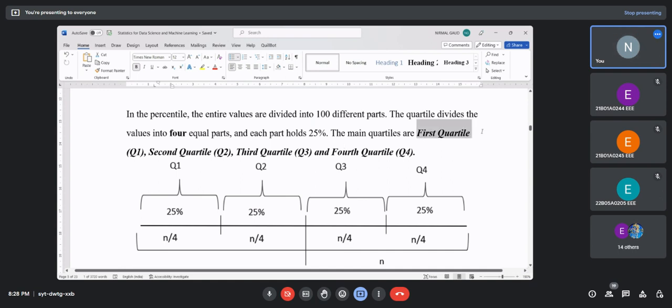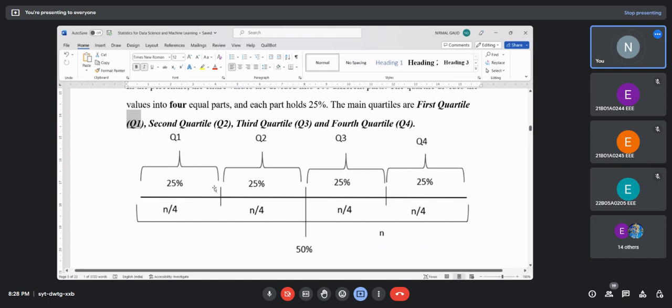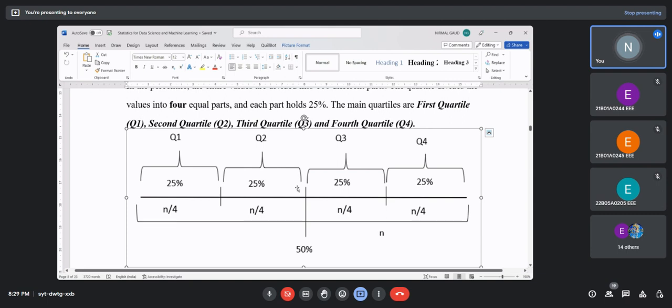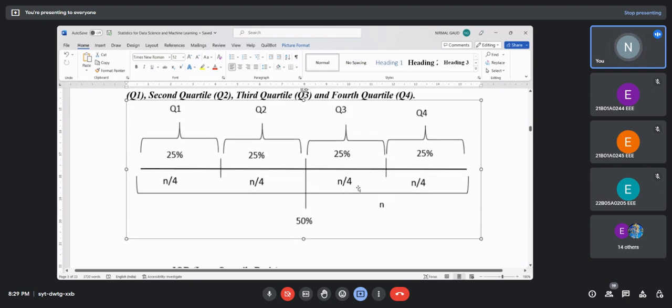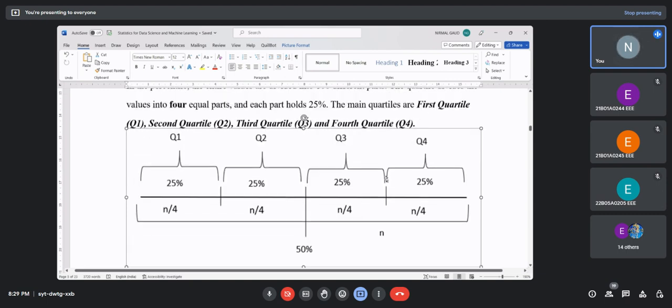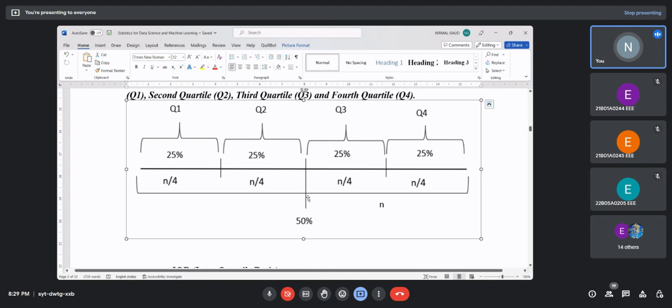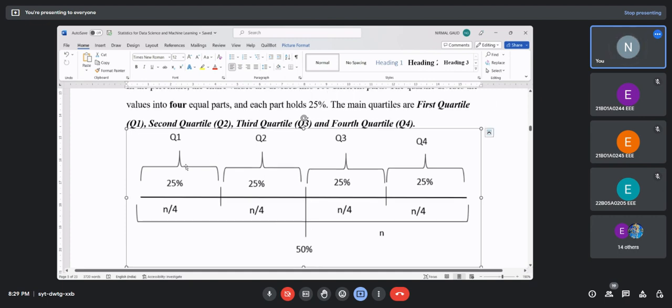So the main quartiles are: first quartile, that is Q1, between 0 to 25. Second quartile is Q2, between 25 to 50. Third quartile is between 50 to 75. And the final quartile is between 75 to 100. So four quartiles. And this 50% is the median value. Remember what I'm saying: quartiles, distribution of the data, four parts.